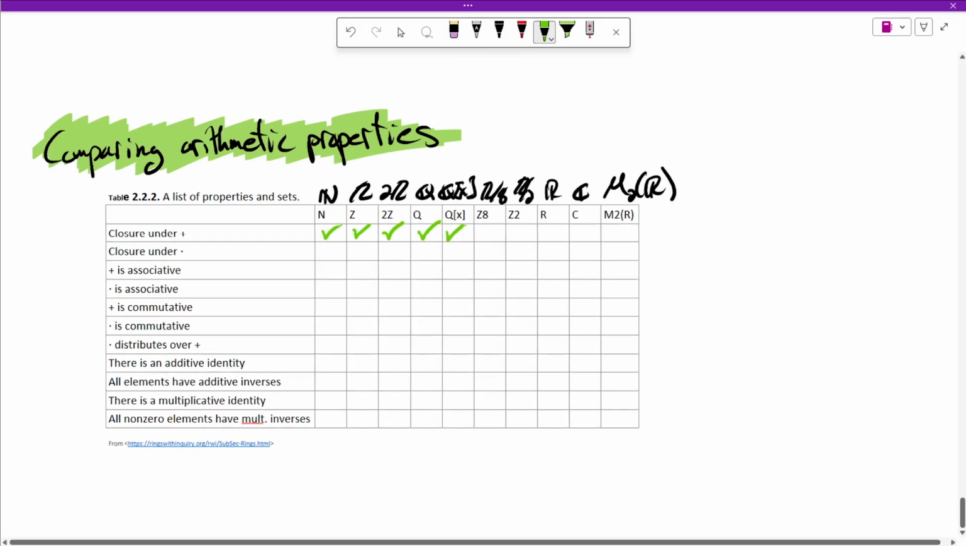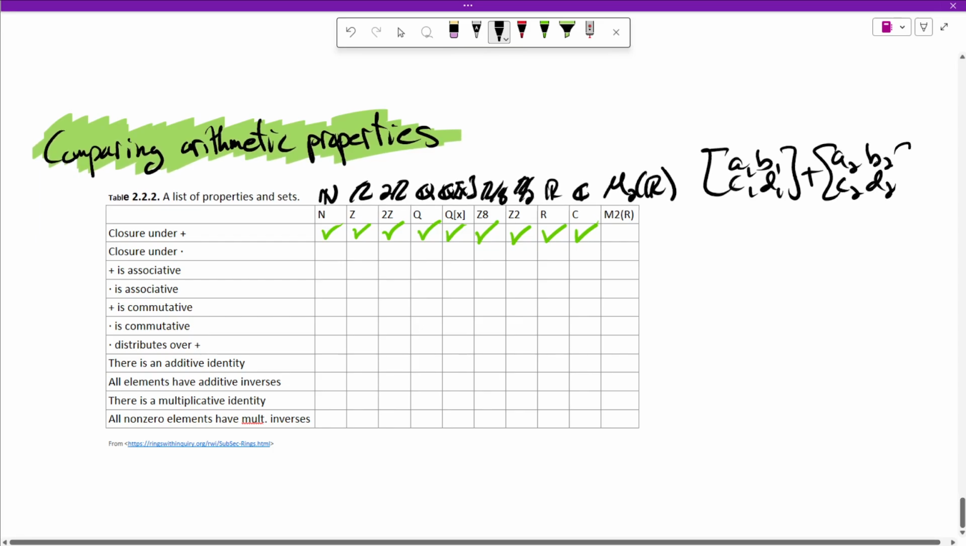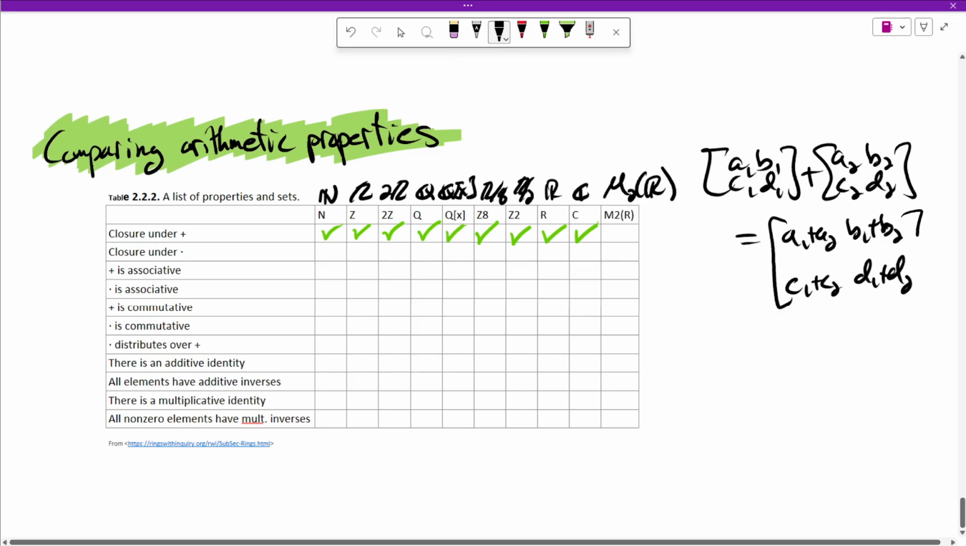Yeah. Is addition closed in Z mod 8? Yeah, that was the content of chapter 1. Is it closed in Z mod 2? Yeah. Is it closed in R? Yeah. Is it closed in C? Yeah. Addition of matrices is entry-wise, right? So A1, B1, C1, D1 plus A2, B2, C2, D2 is A1 plus A2, B1 plus B2, C1 plus C2, D1 plus D2. Do we again get a 2 by 2 matrix? Yeah. Okay, great. Nailed it.